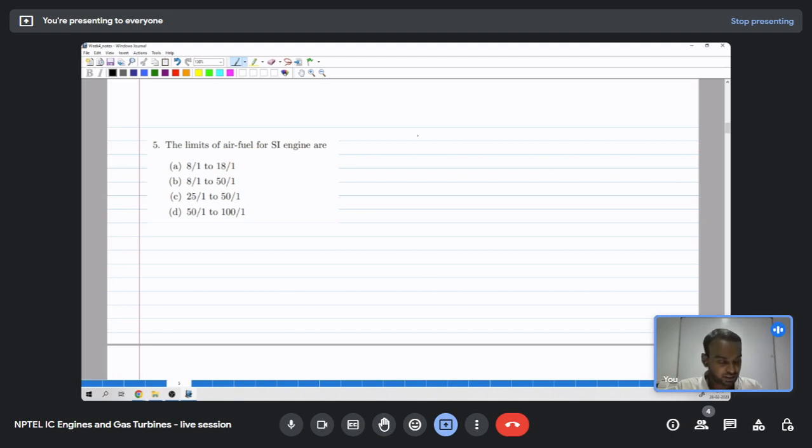I think we just saw the air fuel ratio for stoichiometric is approximately 15:1. So that means option C doesn't have this 15:1 in its range. So 25 to 50 doesn't fall in the range, and 50 to 100 also doesn't fall in the range. And we have only these two options. And this is a property of fuel, so you cannot tell it by any calculation or something. There is something called flammability limits.